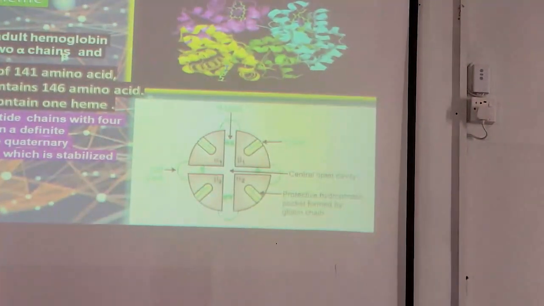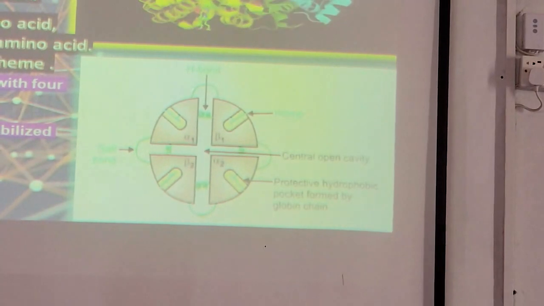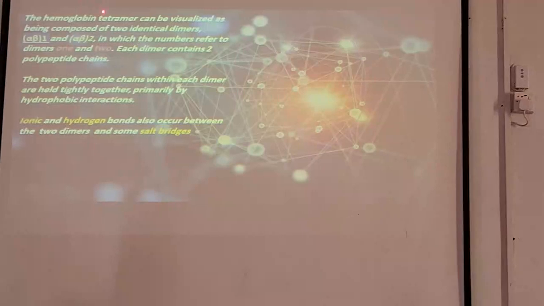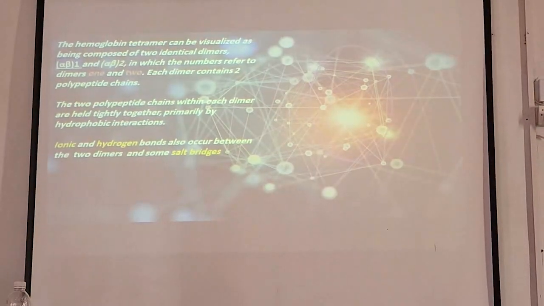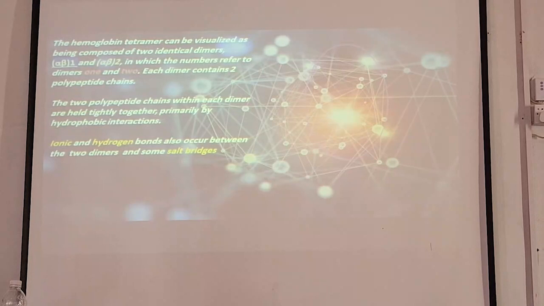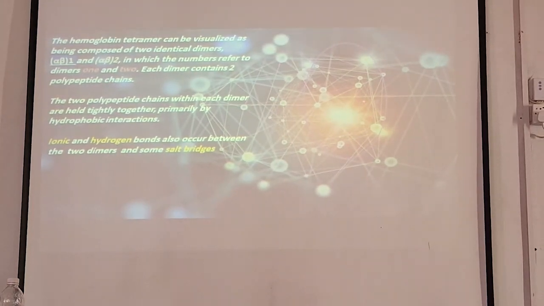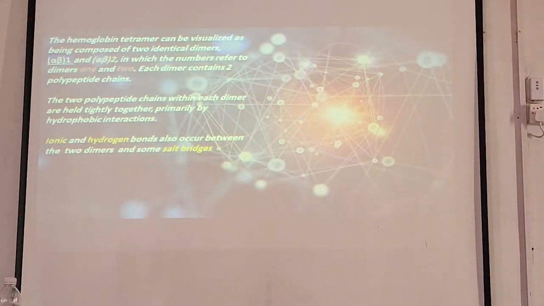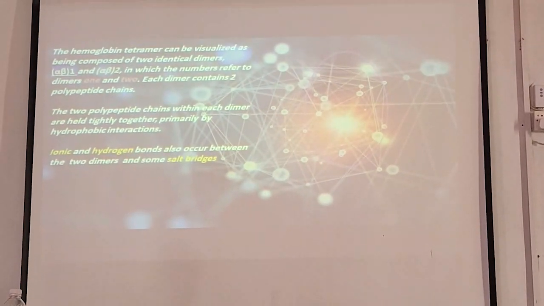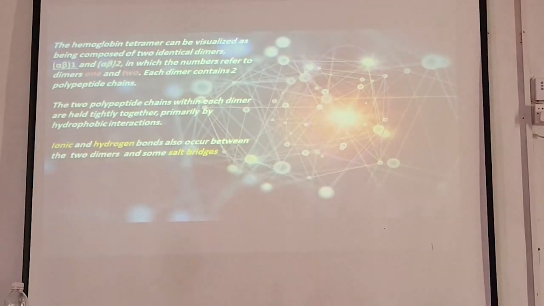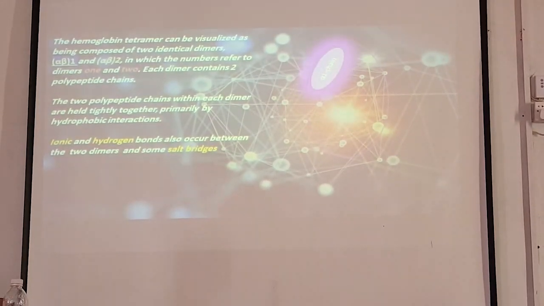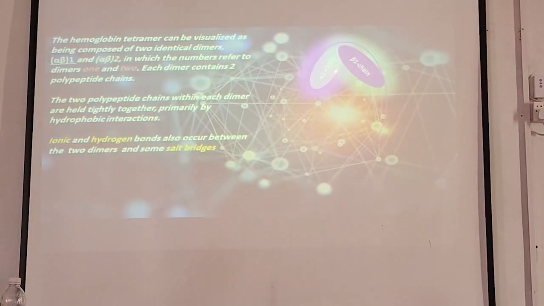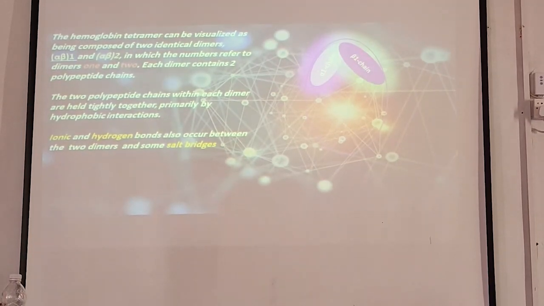When we see the myoglobin, it's composed of 1 subunit, not of 4 subunits, as we will see here. Look at this. The hemoglobin tetramer can be visualized as being composed of 2 identical dimers. Dimer 1 is called alpha beta 1 and dimer 2 is called alpha beta 2, numbered 1 and 2. This is alpha chain and this is beta chain. Focus on the number. This is alpha 1 chain and this is beta 1 chain.